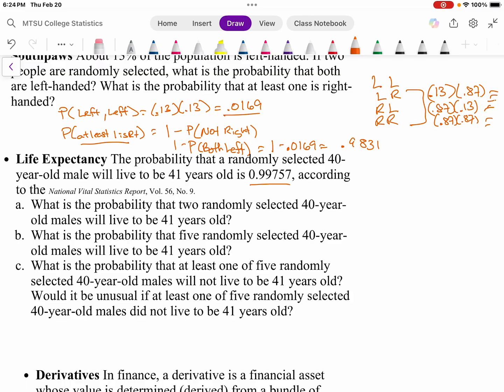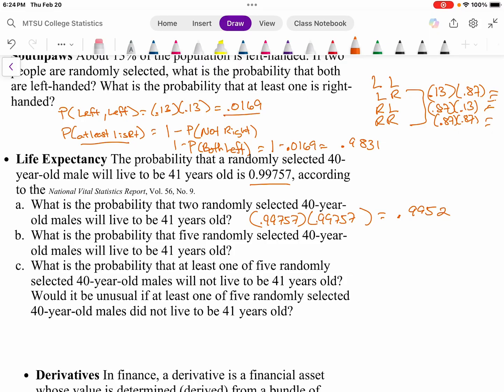All right, great. So again, we can take 0.99757 and multiply it by itself. We got 2 events there. Let me get my calculator rocking here. It gives us 0.9952. What is the probability that 5 randomly selected 40-year-olds?